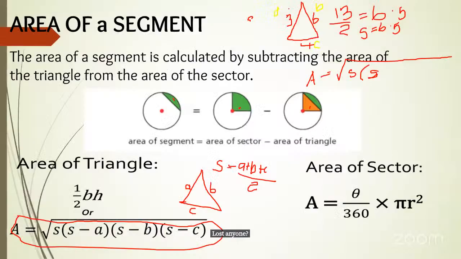And that would be, so it would be 5.34 square units. Lost anyone? So after this, you can go up and find some more and experiment. But this is another way of finding the area of a triangle, the Heron's formula. So you can Google it, ChatGPT, whatever it is, and find some other questions.